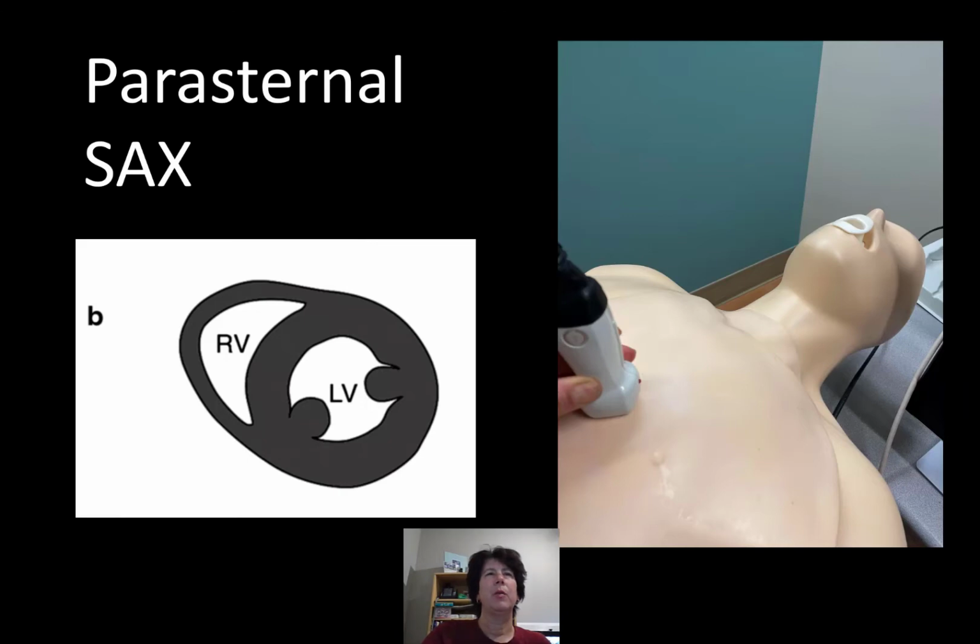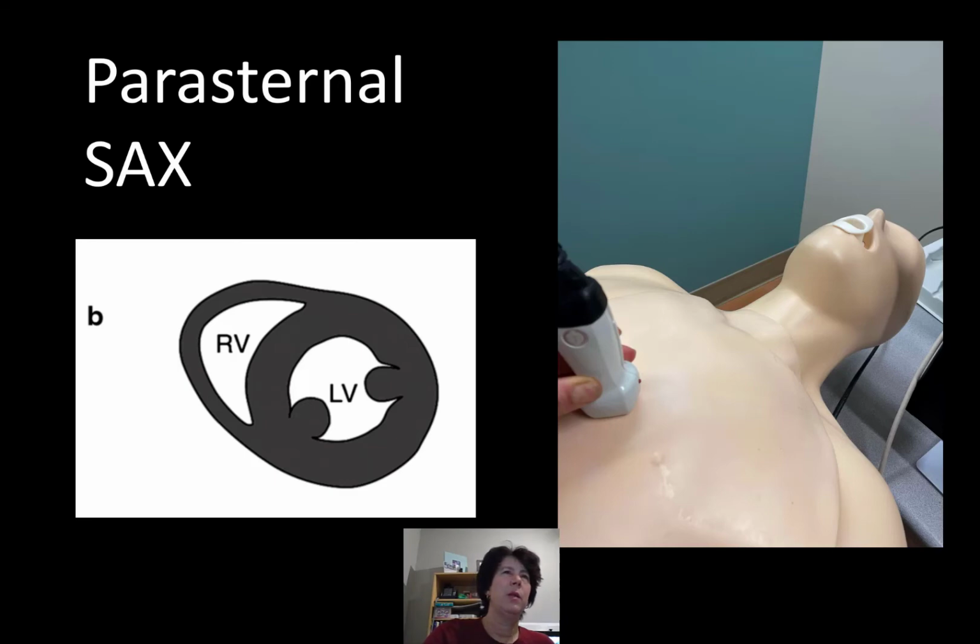Next view is the parasternal short axis. So you can see now the indicator is pointing to the other shoulder. So we've basically gone 90 degrees from the long axis. This is the way I get the short axis: I'll get the long axis first and then rotate through 90 degrees to know that I'm in the short axis. And the reason for this is that the heart isn't always at exactly the same angle in the chest. Some hearts are more vertical, some hearts are more horizontal. And this is what you want to see.